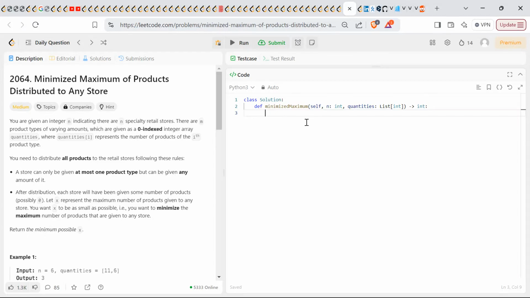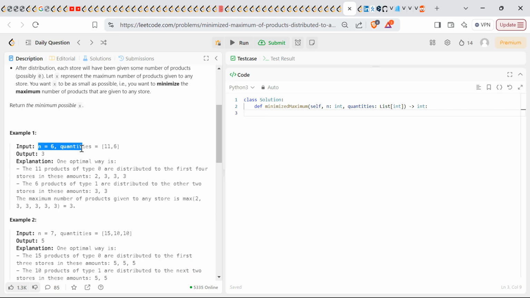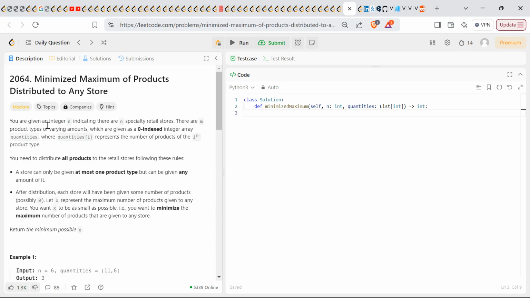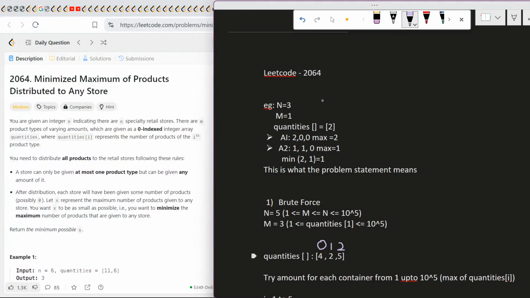Okay, so let's solve today's Leetcode challenge. Minimize maximum of products distributed to any store. This is the problem statement, and here is an example given. Let's try to understand this problem using an example. So I have created an example here.